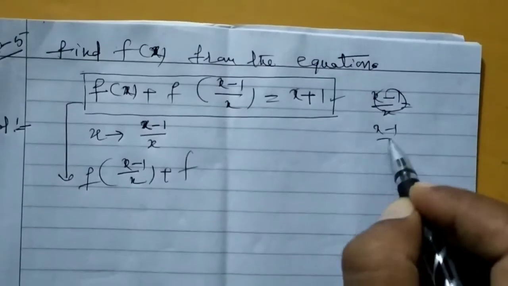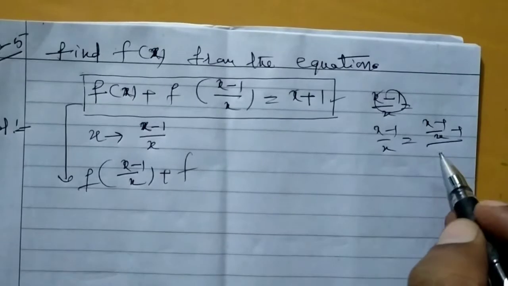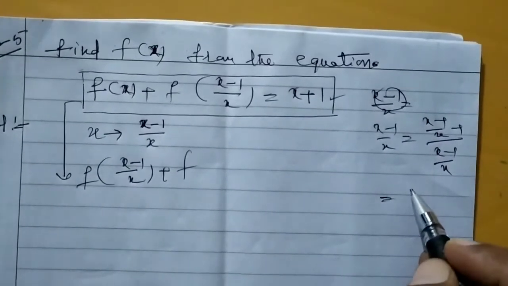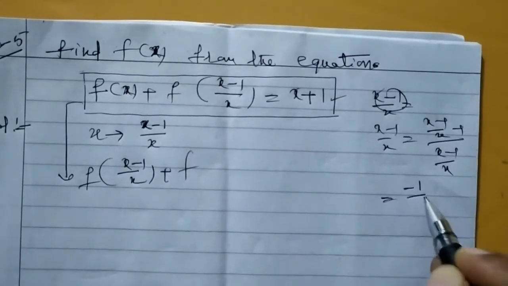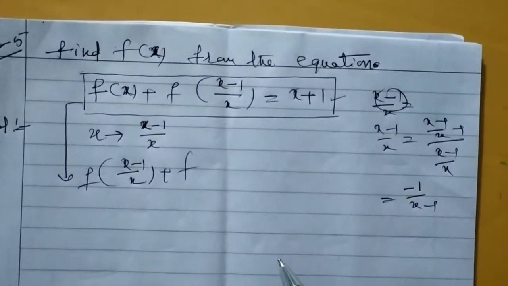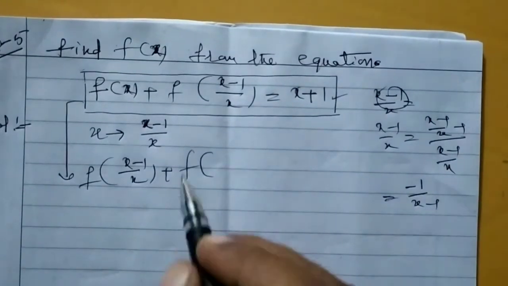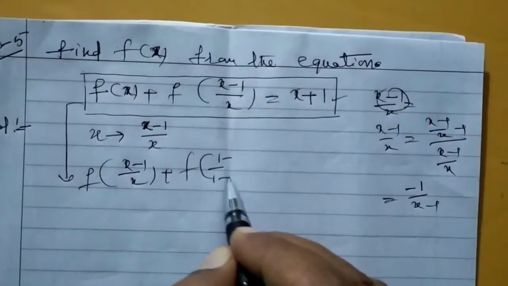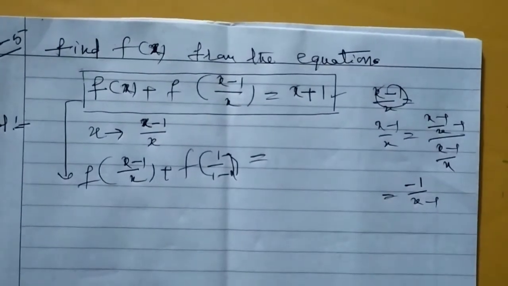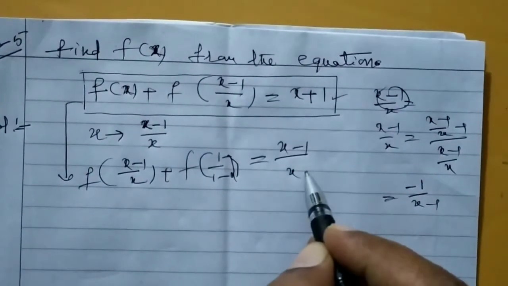So x minus 1 by x minus 1 by x minus 1 by x is equal to x minus 1 minus x minus 1 by x minus 1, which is equal to 1 by 1 minus x. 1 by 1 minus x. This is the functional argument. That is equal to, x is replaced by x minus 1 by x.